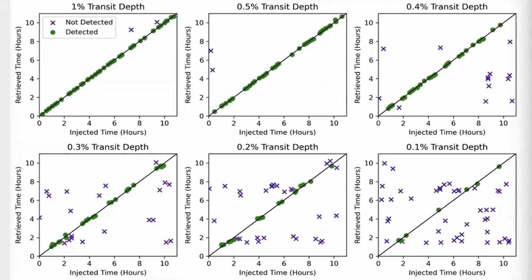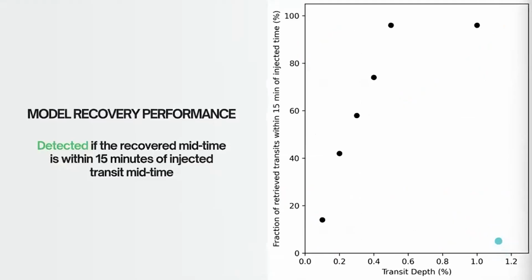So this is a sort of visual for the model performance. These plots are showing the injection time on the X and the retrieve time on the Y. So ideally, we'd want these points to be falling along the diagonal. And I think I'll actually skip to this next plot that's showing the summary of that. So this is the final summary plot showing the fraction detected. We consider a detection to be if the retrieve time is within 15 minutes of where it was injected. And so you can kind of see the shape of this fall off as we move to smaller and smaller transits.